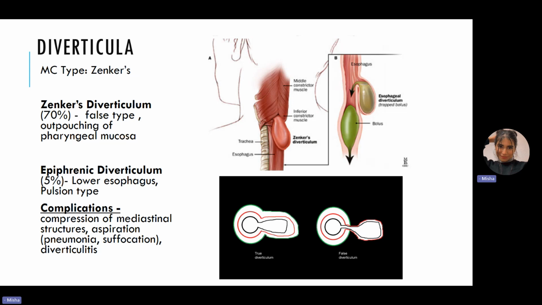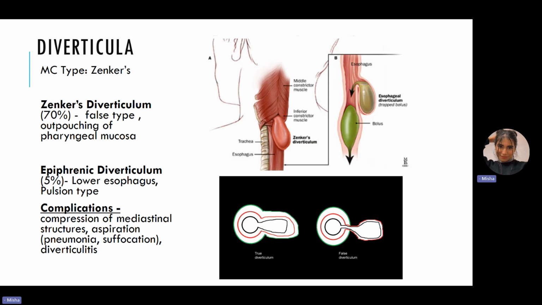Please remember that it is located above the upper esophageal sphincter because this allows us to actually differentiate different types, right? Now, Zenker's diverticulum is basically a false diverticulum, okay? It's a false type and it is an outpouching of the pharyngeal mucosa. It is an acquired defect and due to the abnormal pressure, and there's a defective relaxation of the cricopharyngeal muscle, which leads to the stenosis of the upper esophageal sphincter, and this basically leads to it.